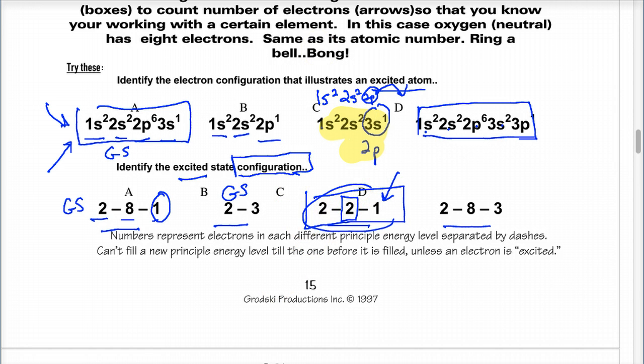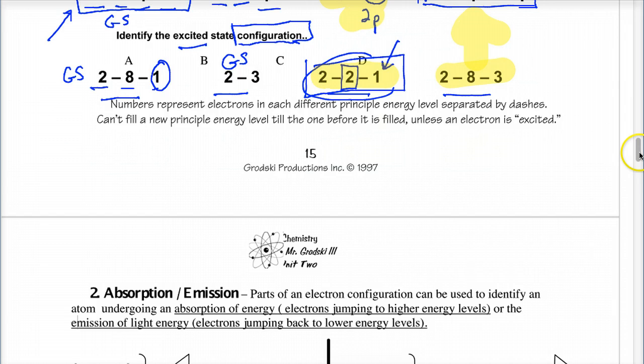So this is your winner again. If you notice, it's exactly what this one is. This 1s2, 2s2, 3s1 is the same thing as 2-2-1: 2 in the first, 2 in the second, 1 in the end. This, of course, is the same as above here as well. So, okay, pretty simple stuff.